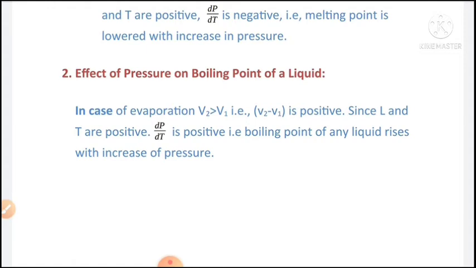So for example, if we take a pressure cooker, what is the principle behind the pressure cooker? What is happening inside the pressure cooker? See there, the boiling point, that means the evaporation point of the liquid, rises with increase of pressure. As a result, what happened? The temperature of the liquid is more, so whatever vegetables and rice we are cooking inside the pressure cooker take less time to cook the food.